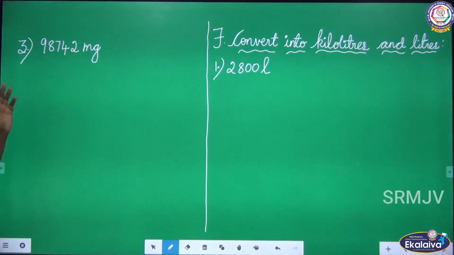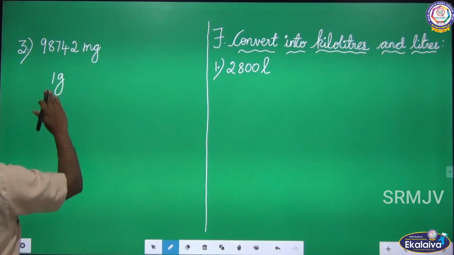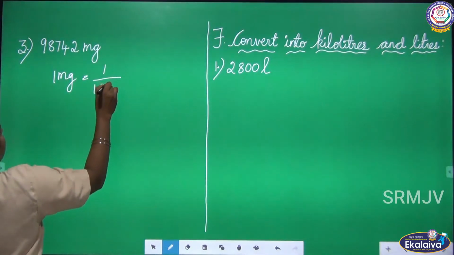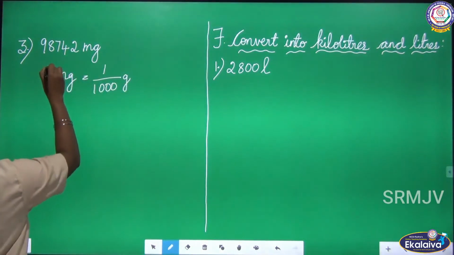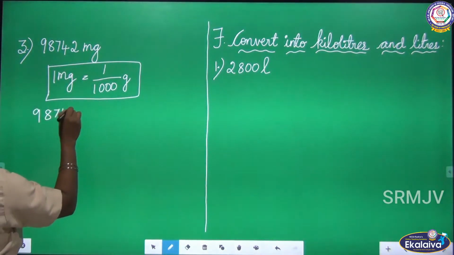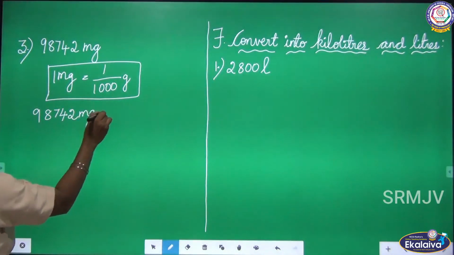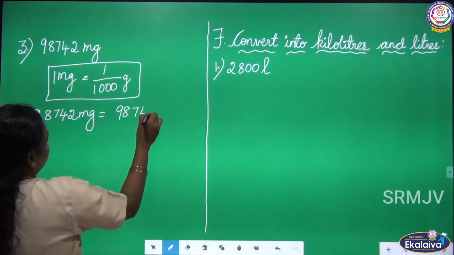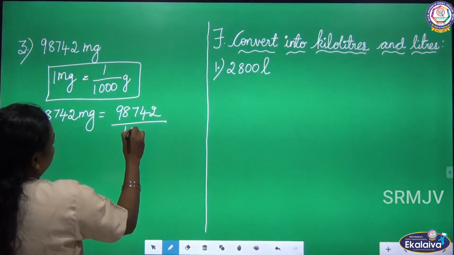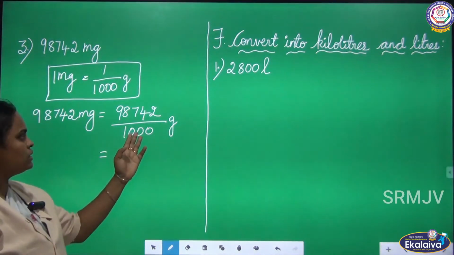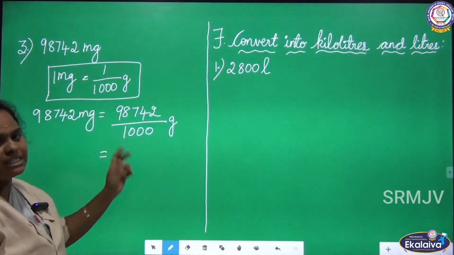Next one, 98,742 milligram. Listen, 1 milligram equal to how many grams? 1 milligram equal to 1 by 1000 grams. So 98,742 milligram equal to 98,742 by 1000 gram. See in the denominator 1000, so 3 zeros. What should we do? We have to leave 3 decimal places, okay.